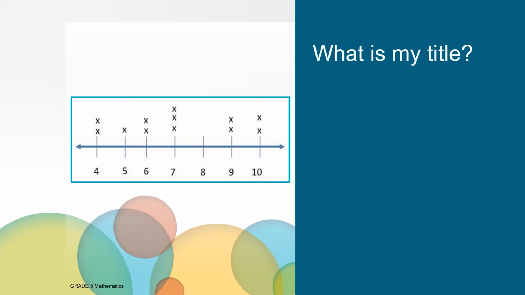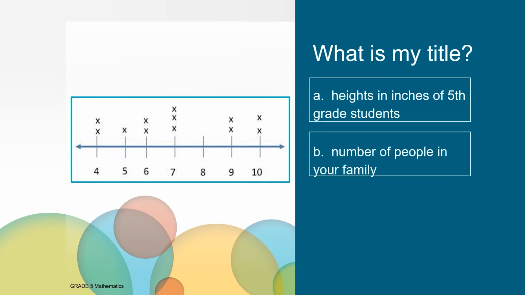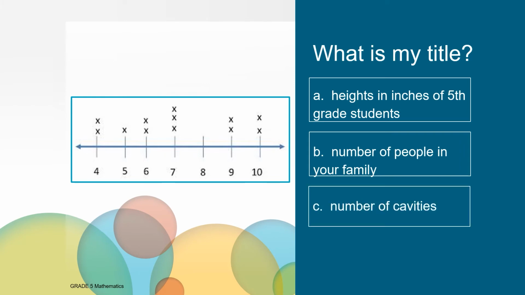Take a look at this line plot. Which title would make the most sense for this line plot? Your 3 choices are A, heights in inches of 5th grade students, B, number of people in your family, or C, number of cavities.